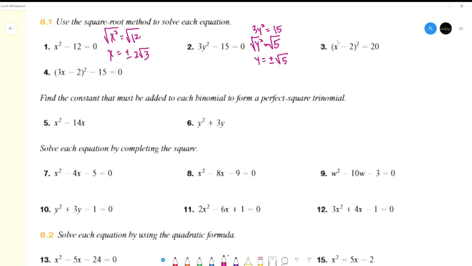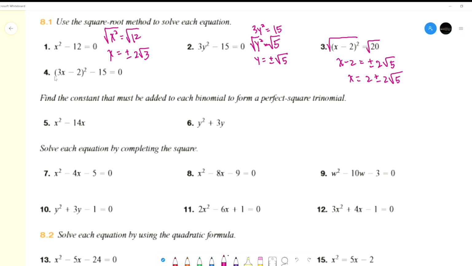Number 3, the square is around these parentheses, so we do have to square root both sides like that. So we have x minus 2 is equal to plus or minus, so this is 4 times 5, right? So that's 2 radical 5. Lastly, we have to add 2 to both sides. So x is equal to 2 plus or minus 2 radical 5.